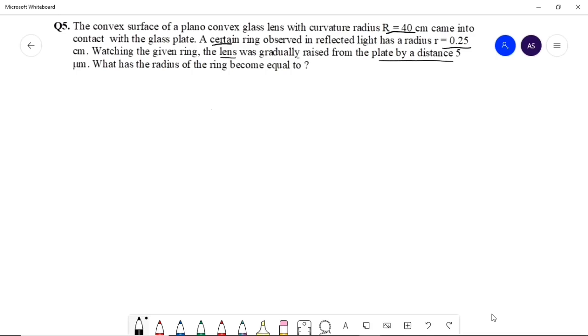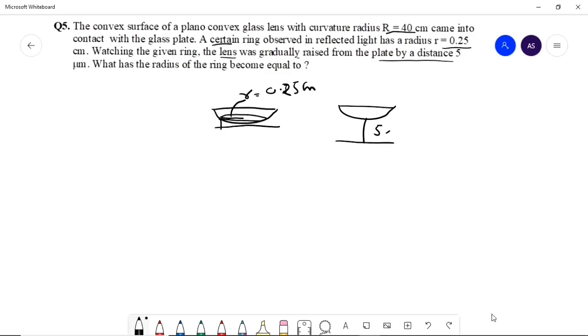Suppose you have a plano-convex lens like that, and now you observe a certain ring. Here r is given as 0.25 centimeter. When you raise the lens a certain distance from the plate, suppose here 5 micrometer, then you know that the radius will decrease like that. Now they ask for the value of r dash.